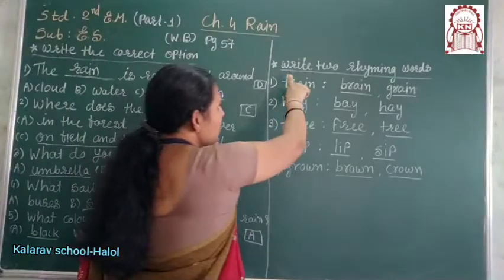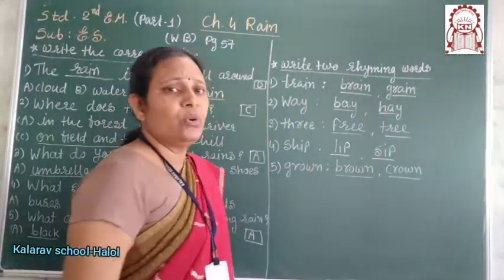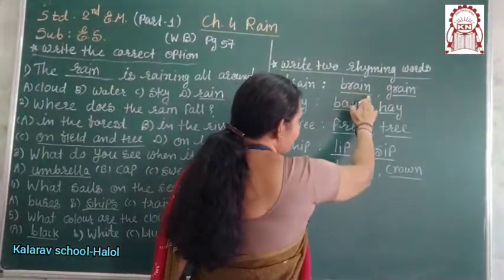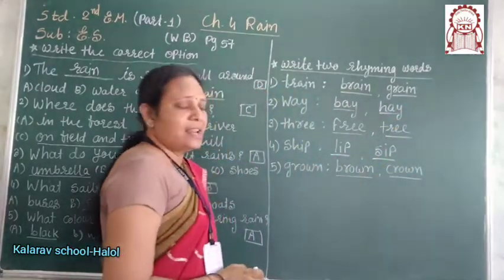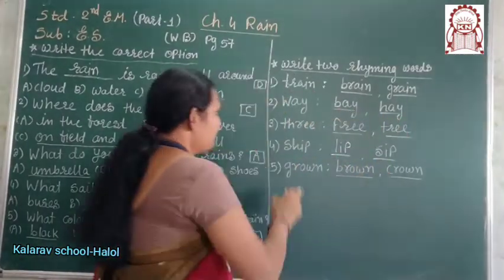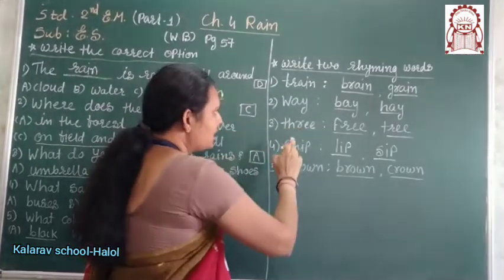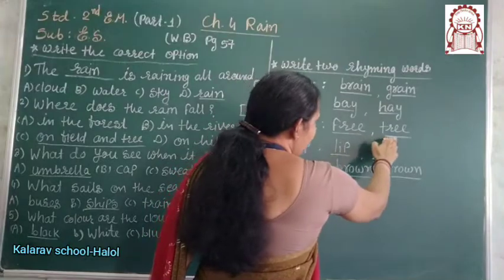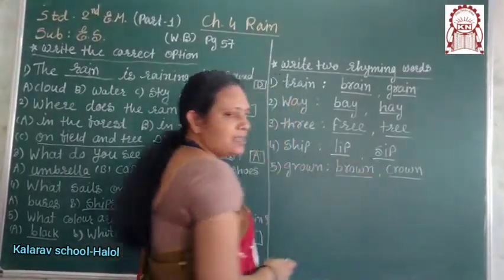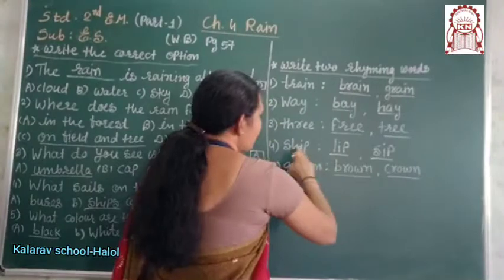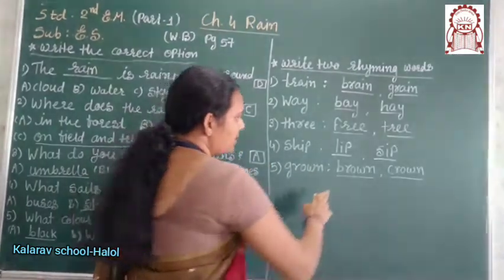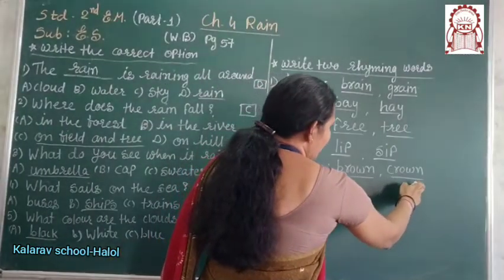Right? Now we see, write two rhyming words. You have to write the rhyming words. Now train. So the rhyming words are brain, B-R-A-I-N, and grain, G-R-A-I-N. One type of rhyming word. Now find the rhyme for ground. It is brown and crown.